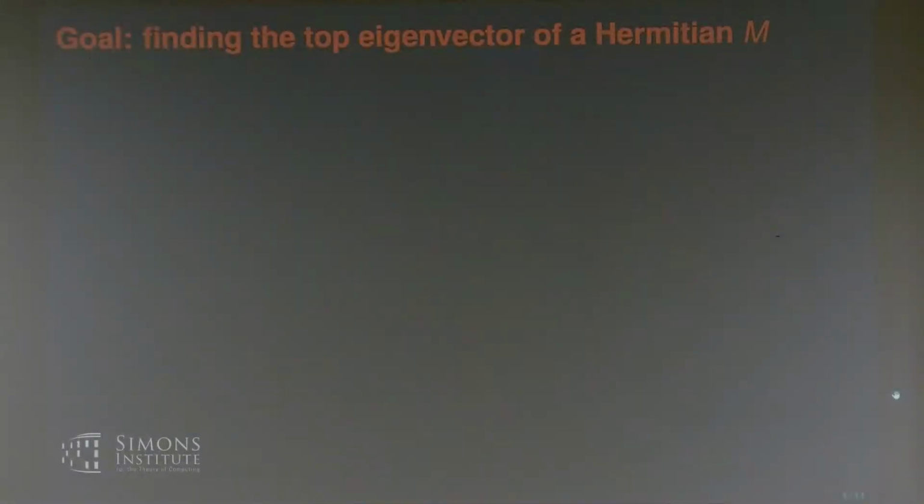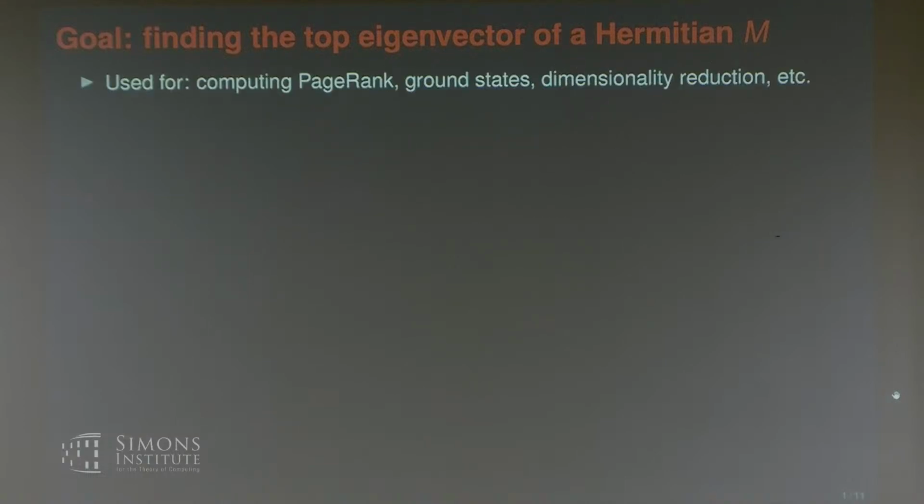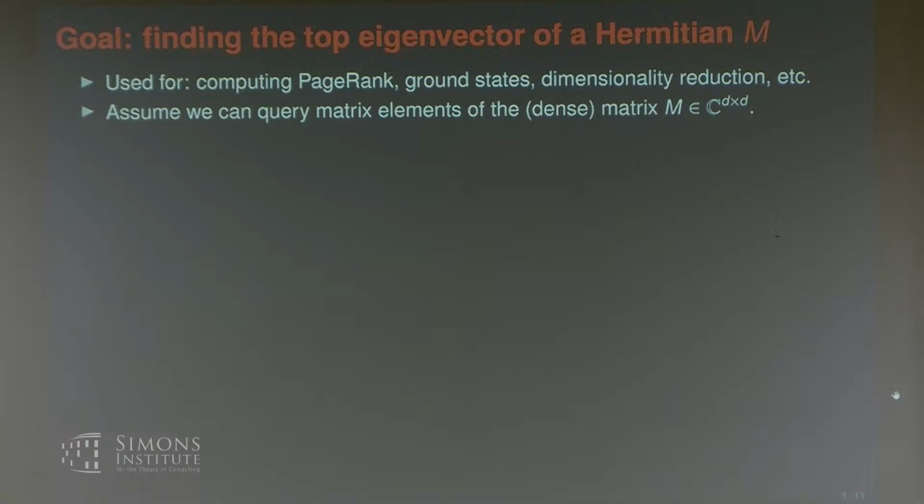So the goal that we want to solve in this talk is finding the top eigenvector of a Hermitian or symmetric matrix M. And this has many practical applications in computing the page rank, ground states, dimensional reduction, etc. So it's used widely in practice. And so the input model is that we assume that we can query elements of the matrix M. And, well, maybe it's a dense matrix, maybe it's a sparse matrix, mostly focused on the dense case.